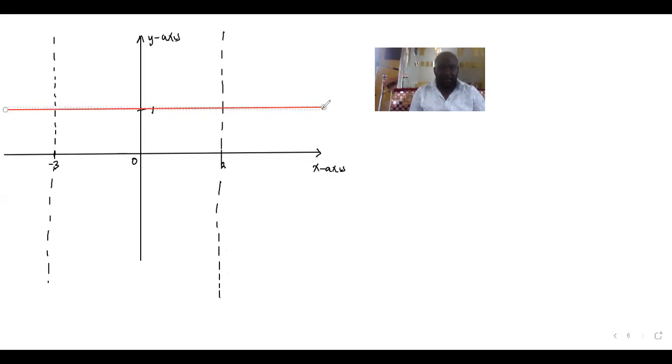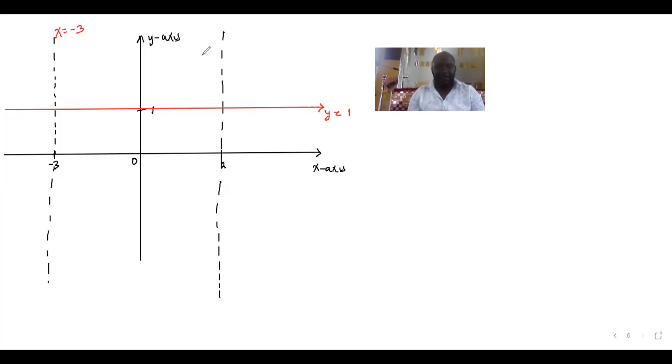So that I can say, you even locate that this is y is equal to 1. Name the asymptotes. The other asymptote is x is equal to negative 3. Say this is x is equal to negative 3, so that the examiner gets to know that you confirmed that these are the asymptotes.